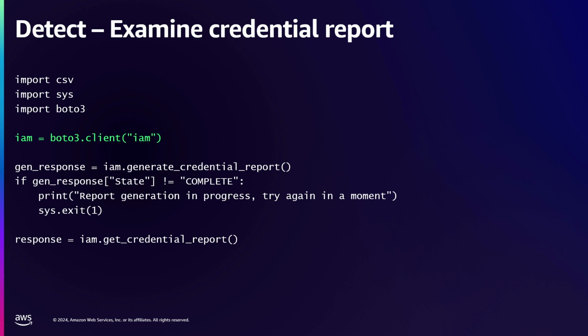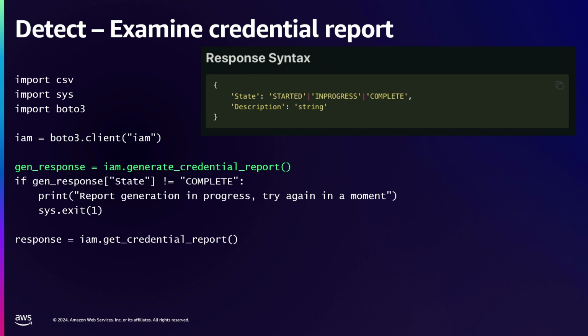The IAM credential report has to be requested in advance, and then it is generated, and then you can download it. So we need to do a little bit of extra logic to work around that. First, we call generate credential report, and you can see the response syntax for that API call here. The state that we receive will be one of started, in progress, or complete, and we can only download the report when it's in the complete state.